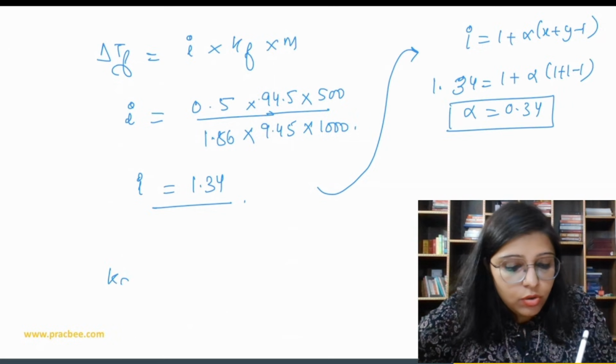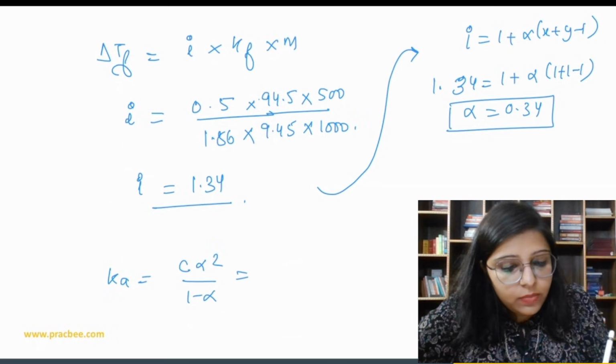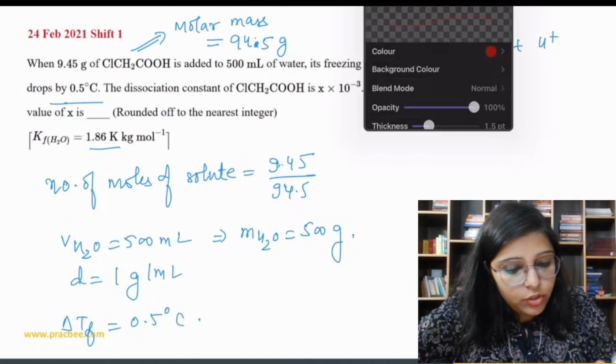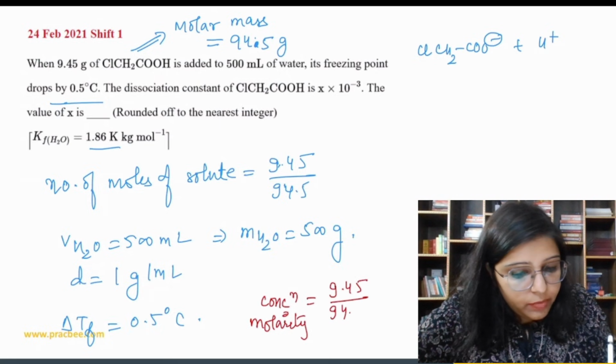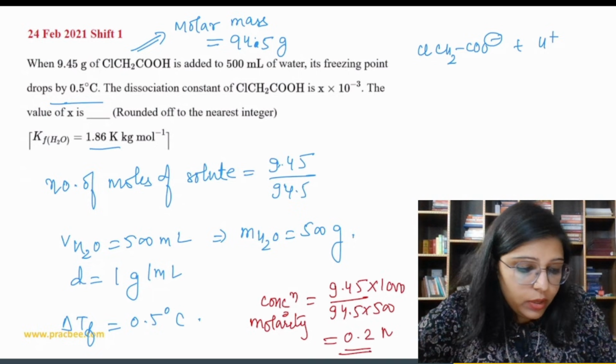Now dissociation constant, how to find out? C alpha square upon 1 minus alpha. So it means C, what is the concentration? If I want to find out the concentration, in terms of molarity, that is going to be number of moles of solute 9.45 upon 94.5, volume 500 into 1000. So when you solve this, you get 0.2 molar.